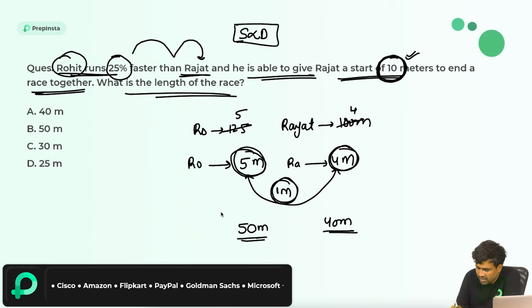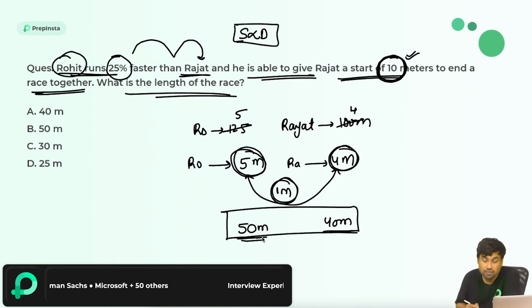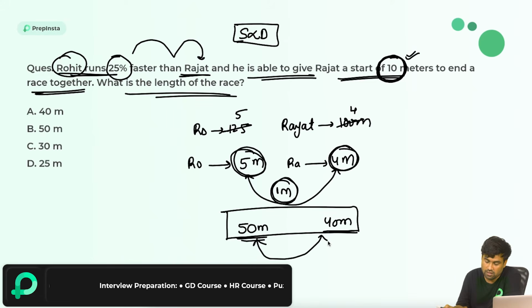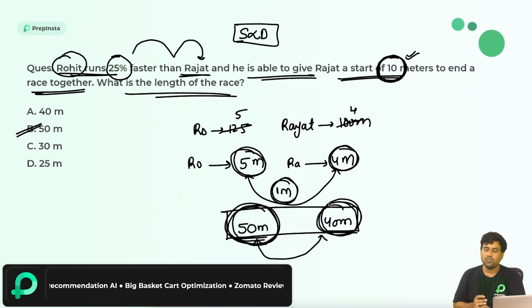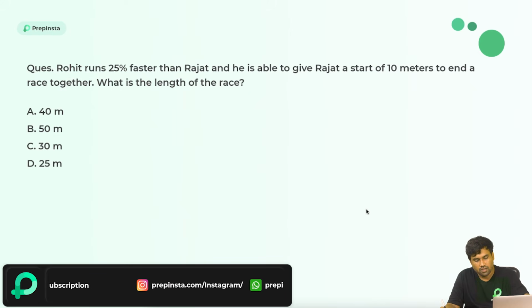So at the same time they will complete these two, right? And here Rohit has given a 10 meter head start to Rajat as well. So the total distance of the race is simply 50 meters. Why? Because a 10 meter buffer is given to Rajat, so Rajat traveled only 40 meters. So this is how you can go through the comparison and calculation part. Okay, just look into the next question.